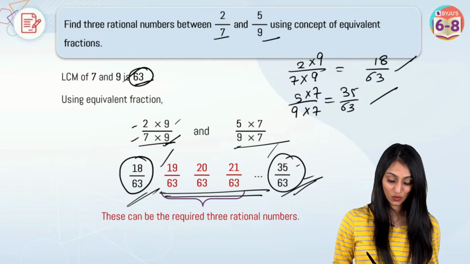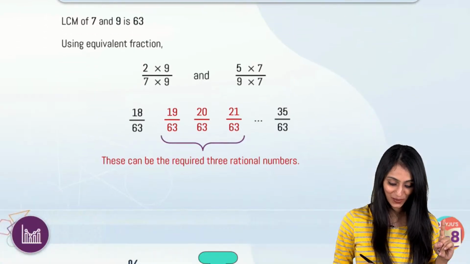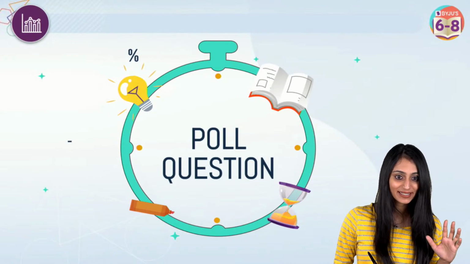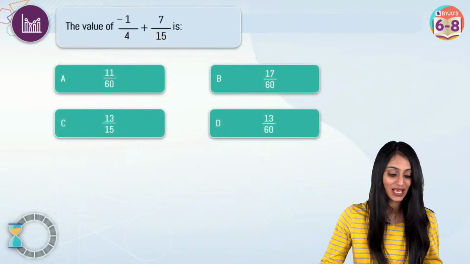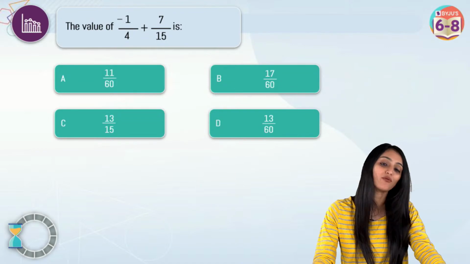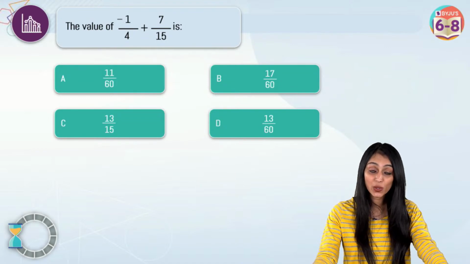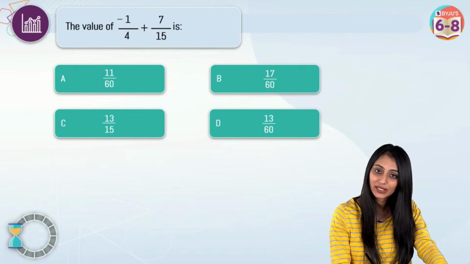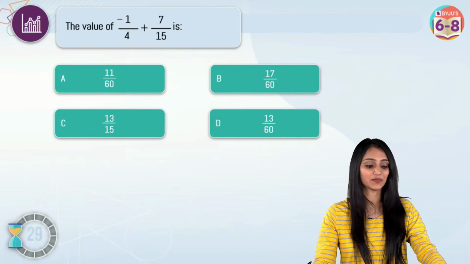All right. Let's move ahead. Coming up next is a poll question. All right, you all are ready? Okay, so here we go. The value of minus 1 by 4 plus 7 by 15 is, you have 4 options. Quickly solve it. You have 30 seconds to answer this.